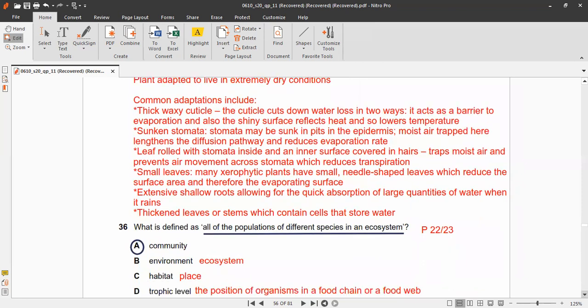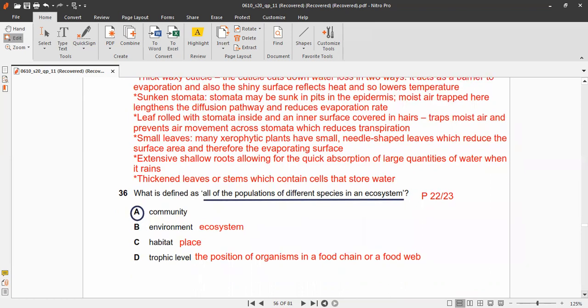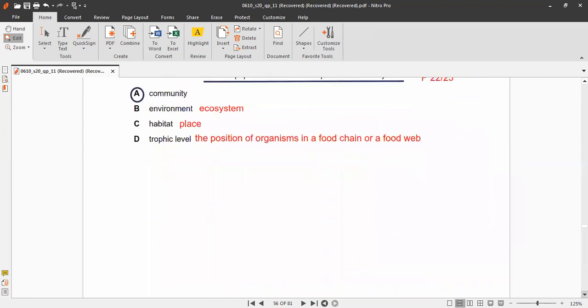What is defined as all of the populations of different species in an ecosystem? Yes, community. What about environment? It's ecosystem. Habitat, the place. Trophic level, the position of an organism in a food chain or food web. So the correct answer is A, community: all of the populations of different species in an ecosystem.